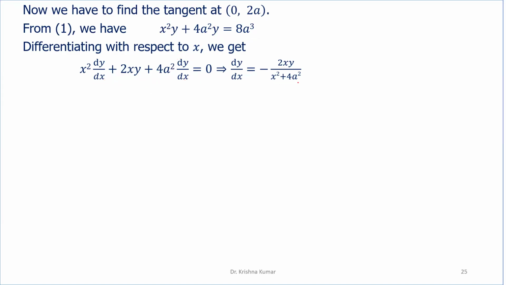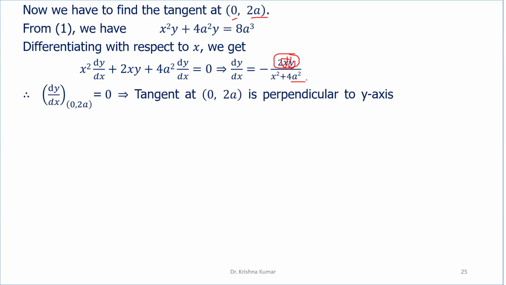Now let us put x equal to 0 and y equal to 2a. So the numerator will become 0 and the denominator will become 4a². So we are getting dy/dx at (0, 2a) equal to 0. What it means is that the tangent at (0, 2a) is perpendicular to the y-axis and parallel to the x-axis.